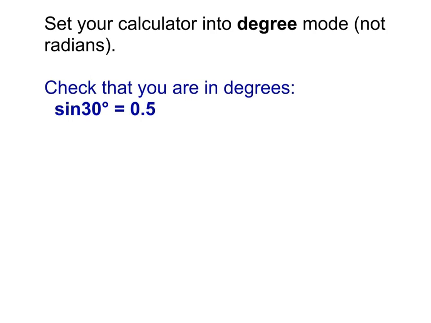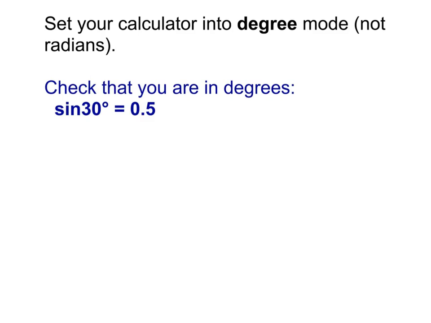In our case, for what we're doing today, we're going to be doing everything in degrees. So you need to make sure your calculator is in degree mode, not radians. So take a look and make sure that your calculator is in the right mode. You can check to make sure it is in the right mode if you can do sine of 30 degrees and get an answer of 0.5 out. Make sure that you can do that calculation and get that as your answer.